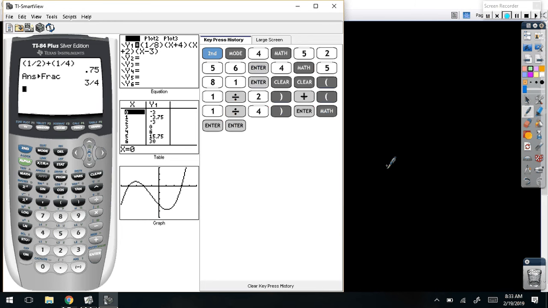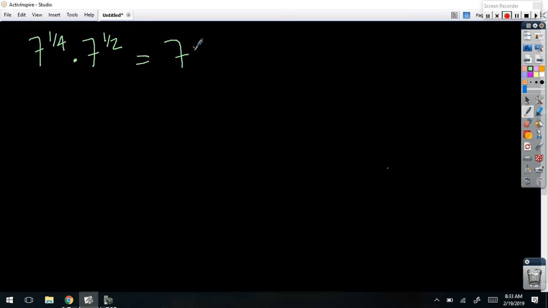Okay, so 3/4. Remember the base stays the same. Don't multiply that base together. You can't combine the exponents and the bases, just one or the other. If the exponents are the same, combine the base. If the bases are the same, combine the exponents. So this gives me 7 to the 3/4.